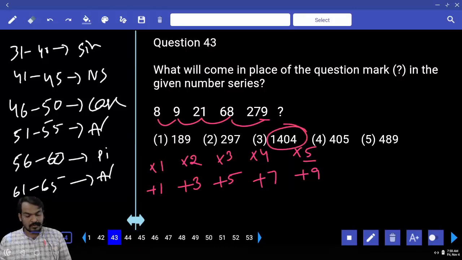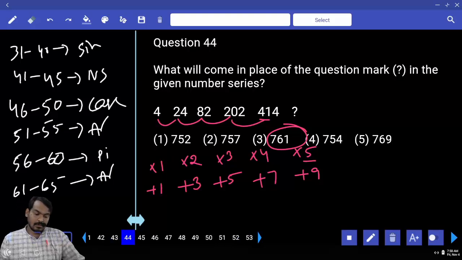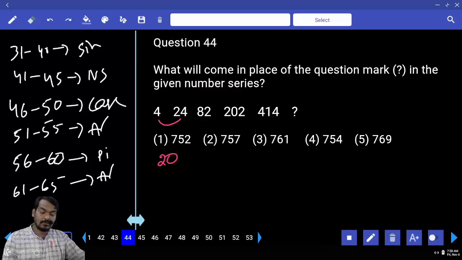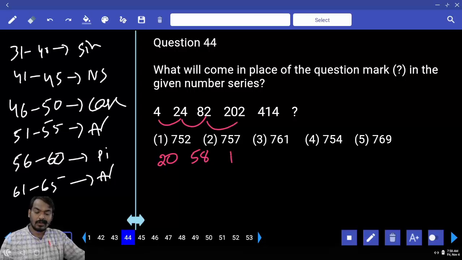Next question number 44. 4 to 24, 24 to 82, 82 to 202. What is the first difference? 20. Second one, 58 or 68? 58. Next one, 120.